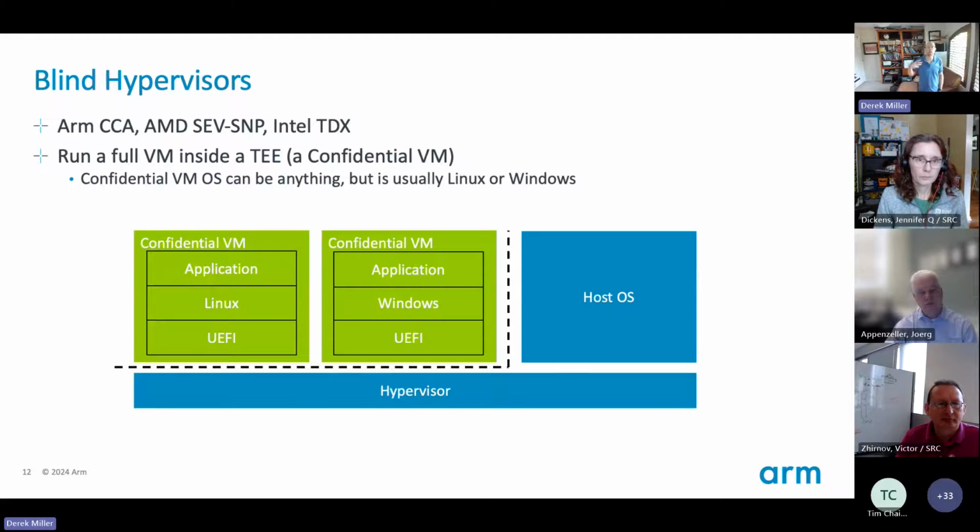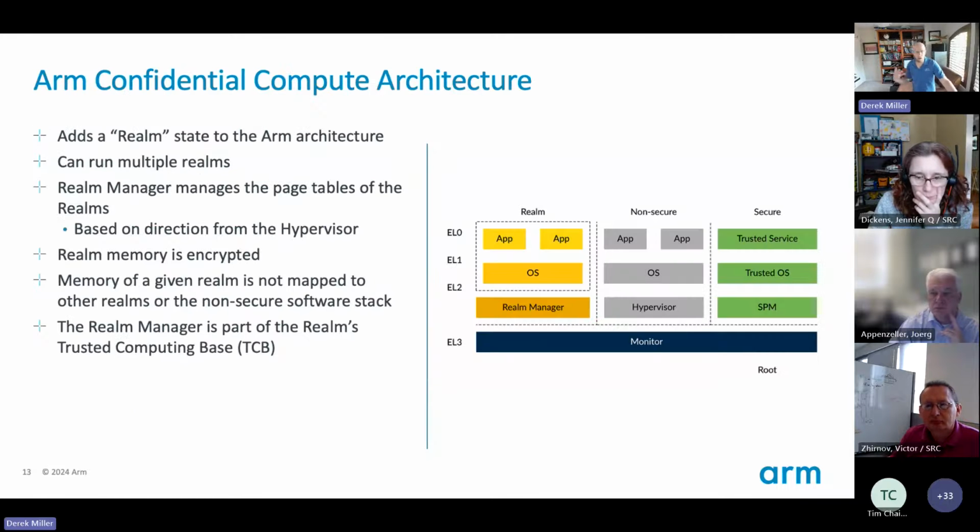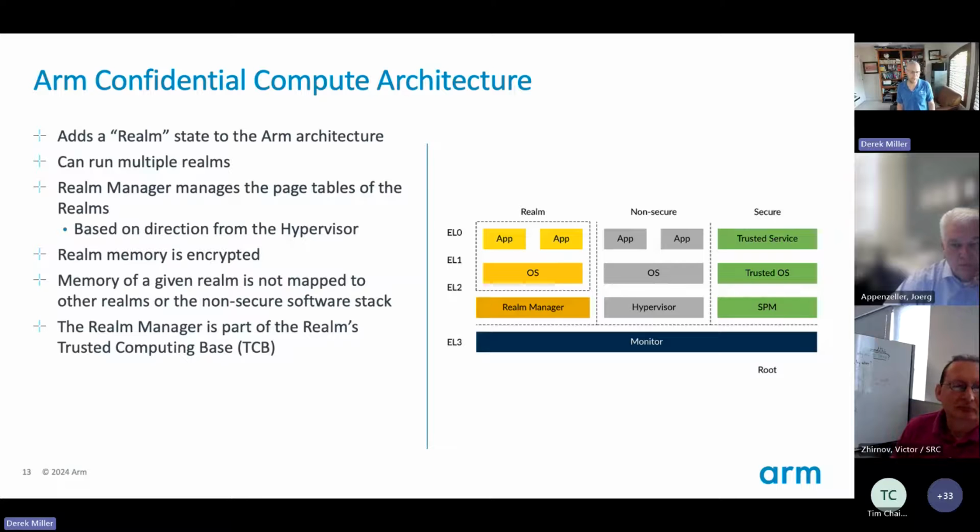What the blind hypervisor does is run a full virtual machine inside the trusted execution environment, sometimes called a confidential VM by AMD. In ARM, we call it a realm. Interestingly, the confidential VM OS that's running inside the TEE can be anything, but it's usually Linux or Windows, and it also includes a system firmware. I was also required to put an ARM Confidential Compute Architecture diagram in here to give you a concept of how the system works.